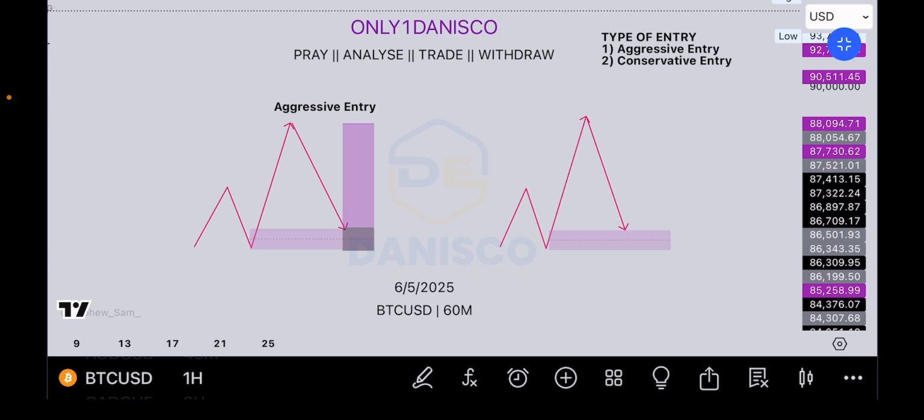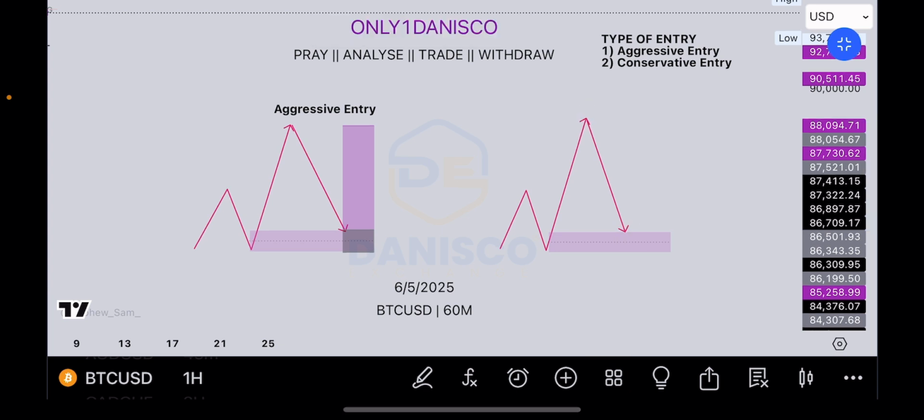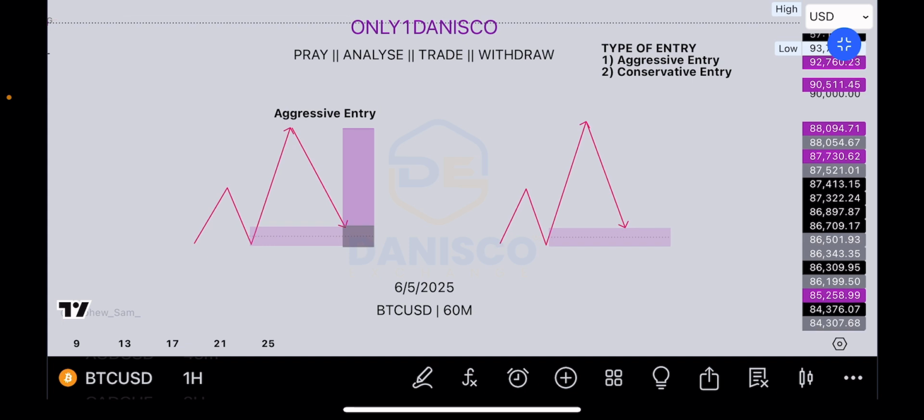Now, this is conservative entry. The one I'm explaining now is conservative entry, this one. Once price approaches this point, you have a kind of entry time frame, such as 30 minutes, 15 minutes, 5 minutes, 3 minutes, 1 minute, any one that you choose. Let's take for instance that this is the 1 hour or 4 hour time frame.